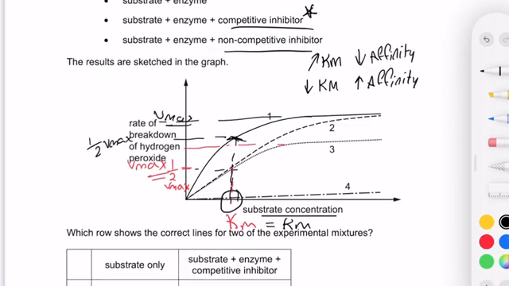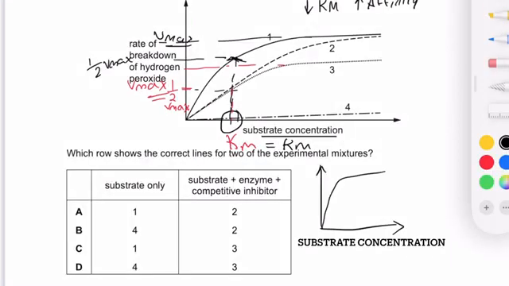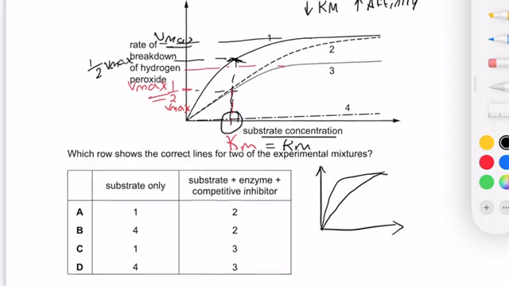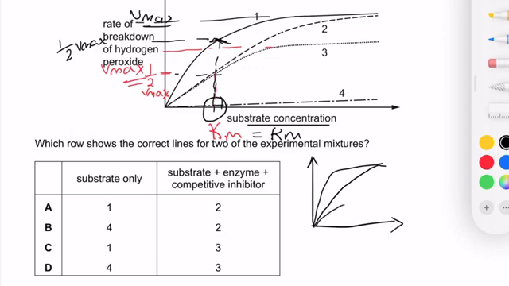So let's just summarize this. If you see a graph looking like this, the most normal, this is the enzyme alone. And a graph where if you increase the substrate concentration, you'll eventually reach back to the Vmax, this is the competitive inhibitor. And if you see a graph where it doesn't really reach the Vmax, it reaches a plateau, but the Km value remains the same, this is the effect of a non-competitive inhibitor.